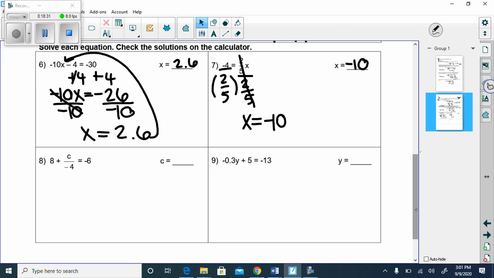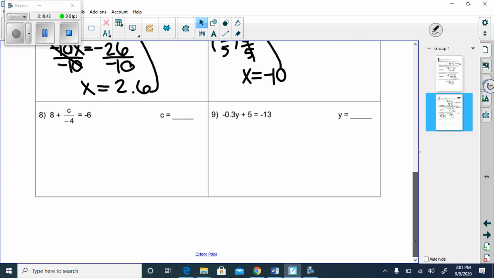And again, when it says that we can check it, that just means I should be able to take this negative 10 and plug it in where x is. So I have 2/5 times negative 10, and that should give me negative 4. All right. Number 8.